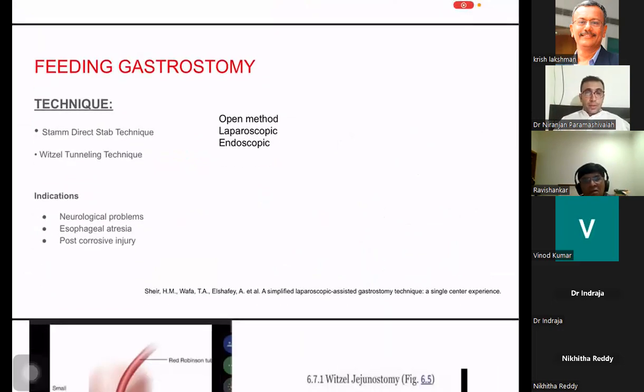Feeding gastrostomy. These are surgical tubes. Basically, the Stamm and Janeway techniques are used. These techniques are used to place the tube into the lumen by open method, laparoscopic method, or endoscopic method. These are generally indicated in neurological problems, esophageal atresia, and post-corrosive injuries because of acids.